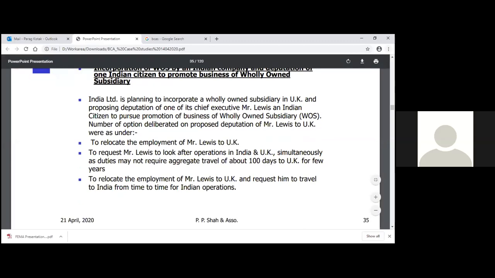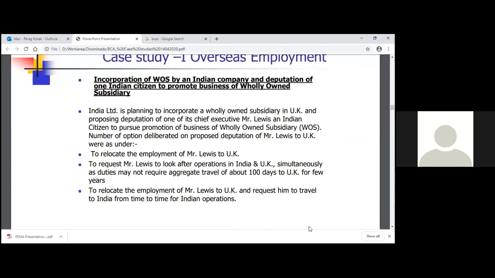Okay. So therefore, in order to understand the provisions of the law, we all know that there are two types of residency status, one under the FEMA and one under the income tax law. Now, when Mr. Lewis has to be relocated outside India into the UK, FEMA does permit that, for the purpose of deputation, it be treated as employment abroad. And from the time he takes up his employment, he may be regarded as a non-resident under FEMA.